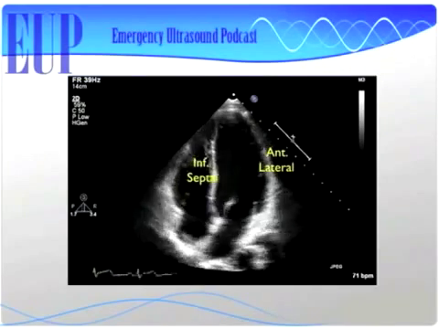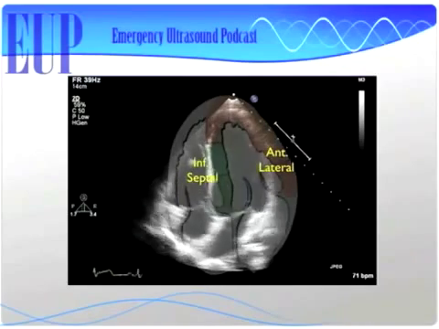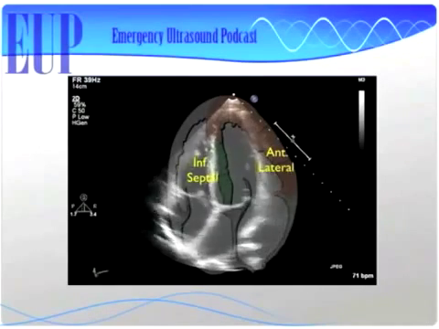We're looking at the inferior septum there and the anterior lateral wall, and we can overlay it to see what it should look like and what it ends up looking like in real life.